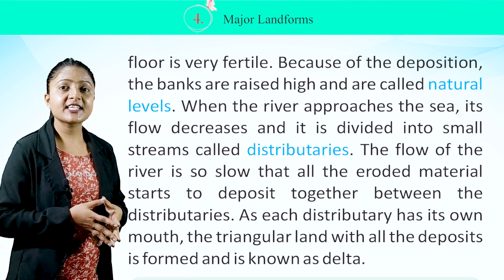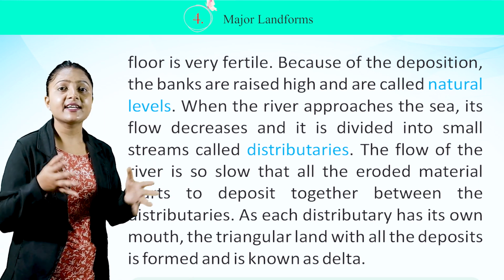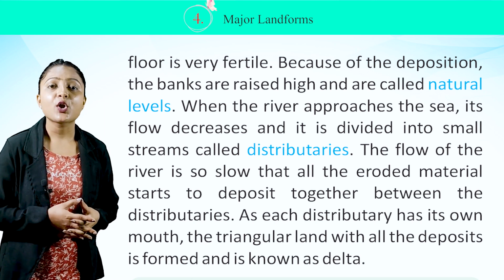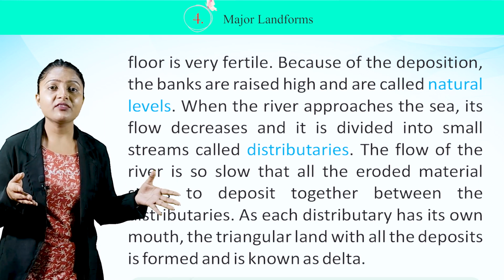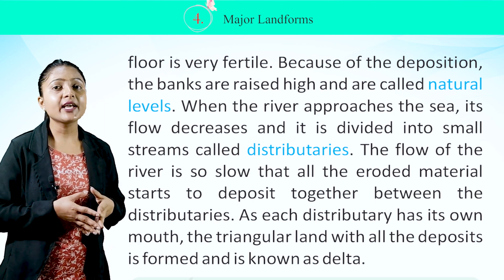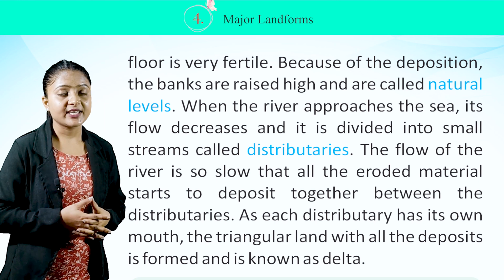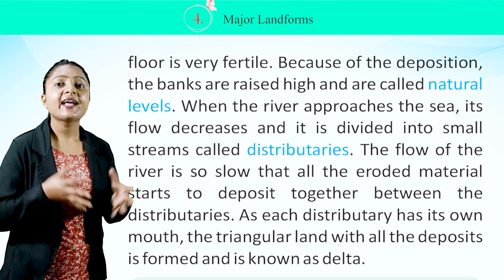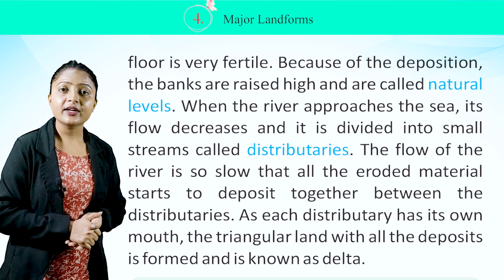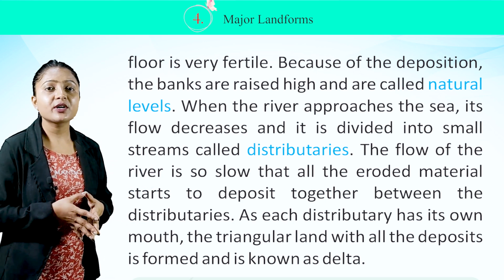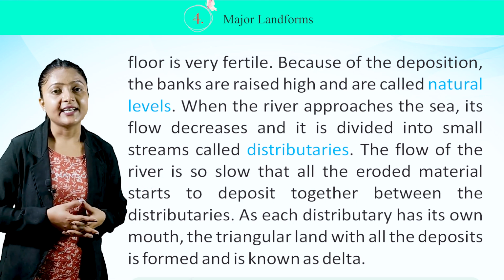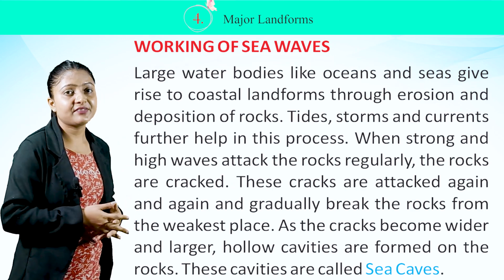When the river approaches the sea, its flow decreases and it is divided into small streams called distributaries. The flow of the river is so slow that all the eroded material starts to deposit together between the distributaries. As each distributary has its own mouth, the triangular land with all the deposits is formed and is known as delta. Working of sea waves.